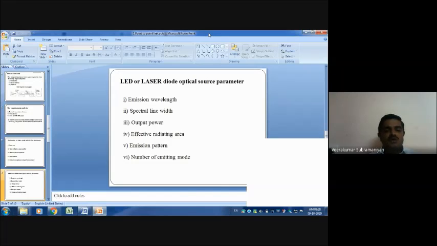Number of emitting modes. How many modes of the light signal it has to produce. If you take a laser, it produces only one particular mode. If you take an LED, it produces multiple modes. That is called the light emitting mode. So the above six parameters are very essential to be considered before designing the transmitter part.